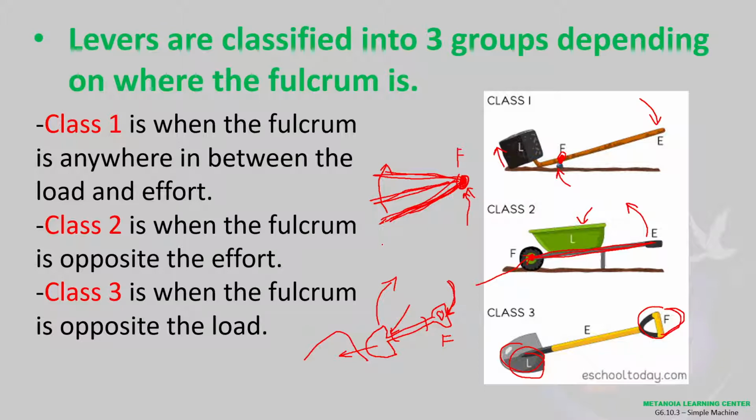Okay? So then again, there are three types of levers. One is yung class 1. It's when the fulcrum is anywhere in between the load and effort. Class 2 is when the fulcrum is opposite the effort.